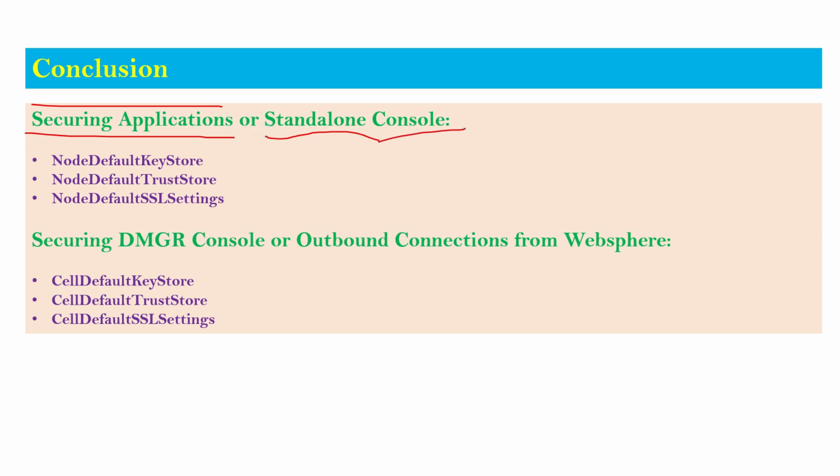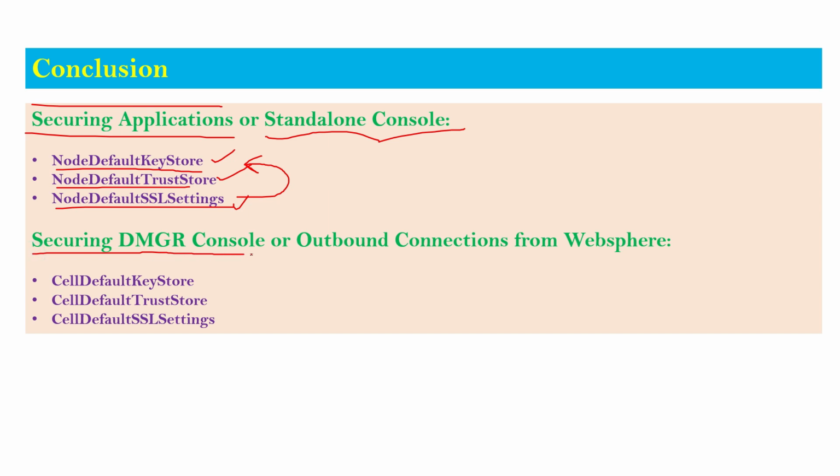Now, the conclusion of what we have learned: for securing the applications which you have deployed in WebSphere, or maybe the standalone console where you do not have a DMGR, we have two stores. The first is the node default key store. The second is the node default trust store. These are the two main stores. Along with that, we have the SSL settings named node default SSL settings to enable our configurations.